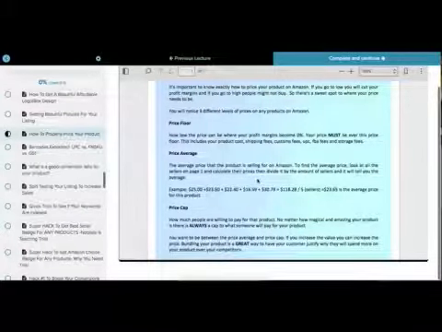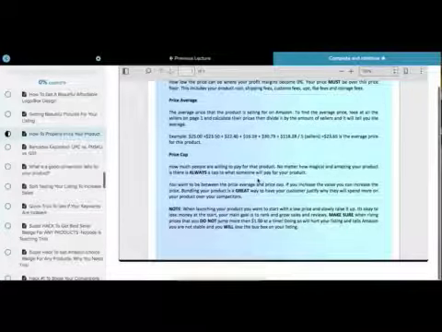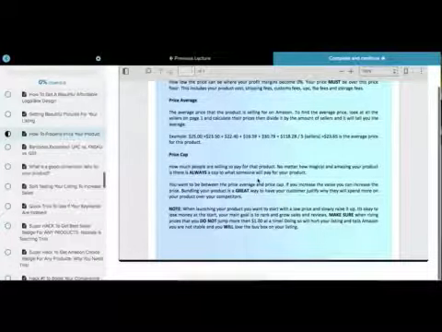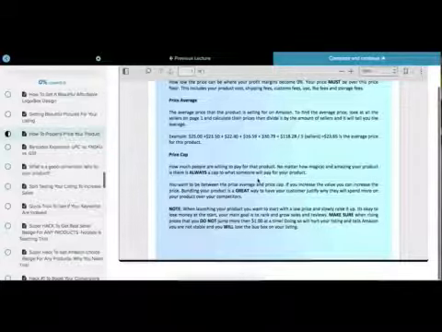Whatever that number is, that's going to be the price average, okay? And then the last one is going to be the price cap, okay? So what the price cap means is pretty much how high the most is that someone's actually willing to pay for that product, okay?